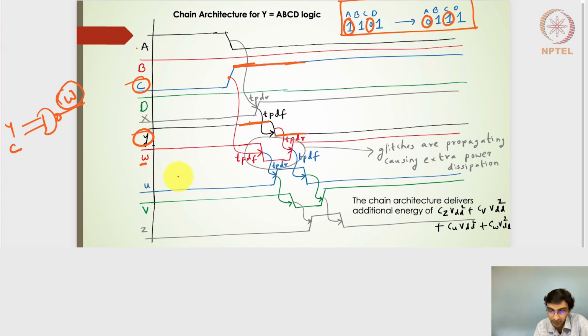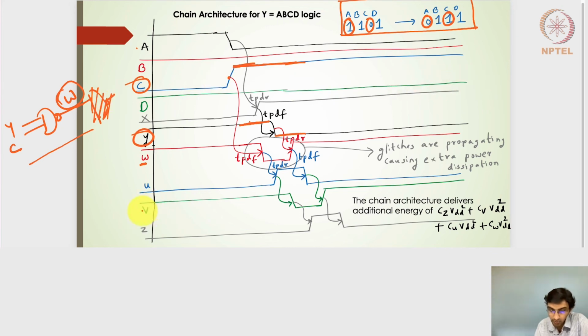So when W is high, the U will be 0. Then W goes low and high, and in the U it will go high and then come back low. So there will be a glitch here which is propagated from the W signal. Then this finally goes to the 2 input NAND gates, where the U output goes to one input and the other input is D, but D is a constant 1.